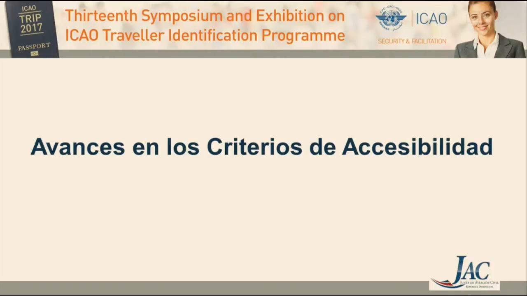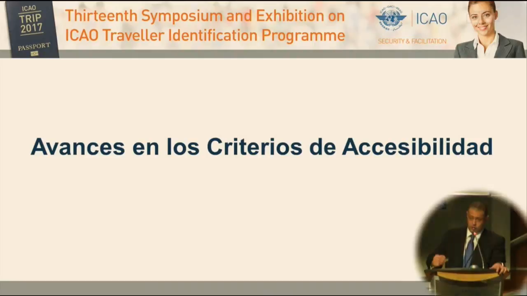Progress made in terms of accessibility criteria. We are the first country, in fact, in Latin America that is implementing accessibility criteria within facilitation. And this is because of an agreement that was signed in January this year at the Tourism Trade Fair in Spain, together with people from PREDIF, which is the Spanish representative platform for the physically disabled. And they've become a reference in terms of accessibility in Europe and, in fact, in the rest of the world.